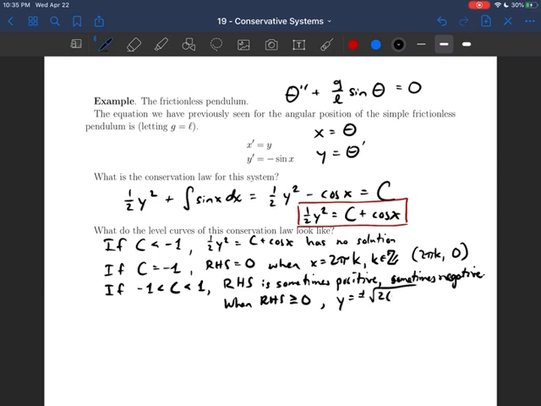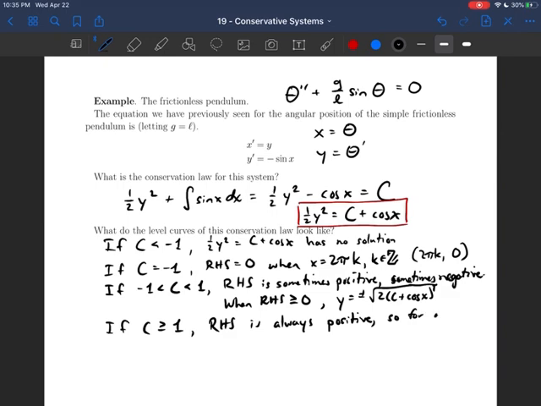So on the values of x for which it's positive, we'll have a corresponding y value. So when the right-hand side is positive, or 0, we get that y will be equal to plus or minus the square root of 2 times (c plus cosine x). All right, so we'll get two different y values for every x value, but we'll get a positive thing here, multiply it by 2, take the square root, now we've got ourselves the y value.